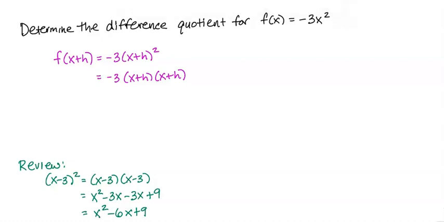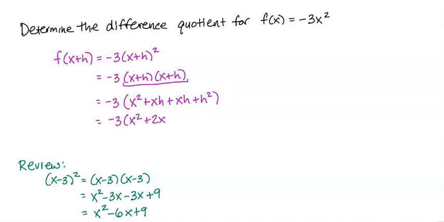So in our expression, we're squaring the binomial x plus h squared. So I'm going to start with FOILing my x plus h times x plus h. So negative 3 times, we'll have x squared plus xh plus xh plus h squared. Or we could combine that to be x squared plus 2xh plus h squared. And then last we'll distribute the negative 3. So notice that the multiplication comes after the exponent in our order of operations. So we have negative 3x squared minus 6xh minus 3h squared.